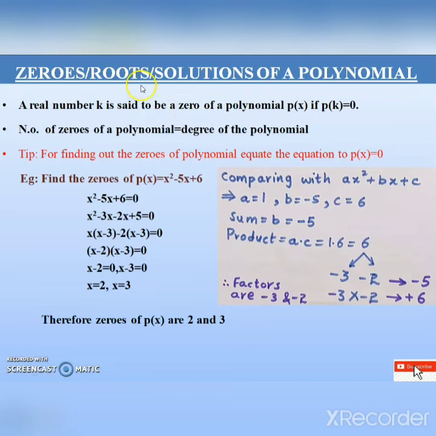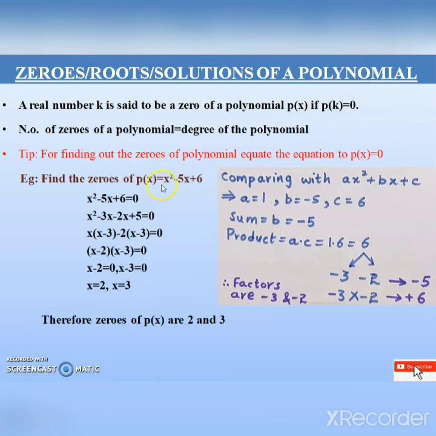Now what do we mean by zeros? Zeros are nothing but the roots or the solutions of a polynomial. That is, the answer of the polynomial is nothing but the 0 of a polynomial. So how to obtain the 0 of a polynomial? Whenever we equate this equation to 0, we will get the zeros of the polynomial.